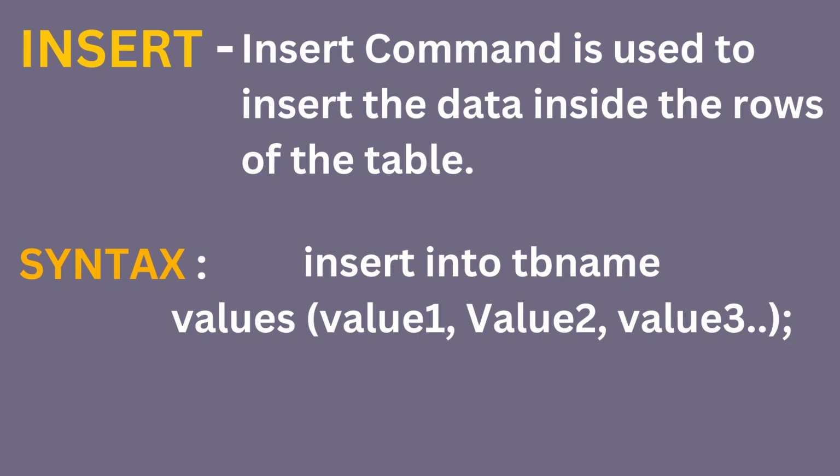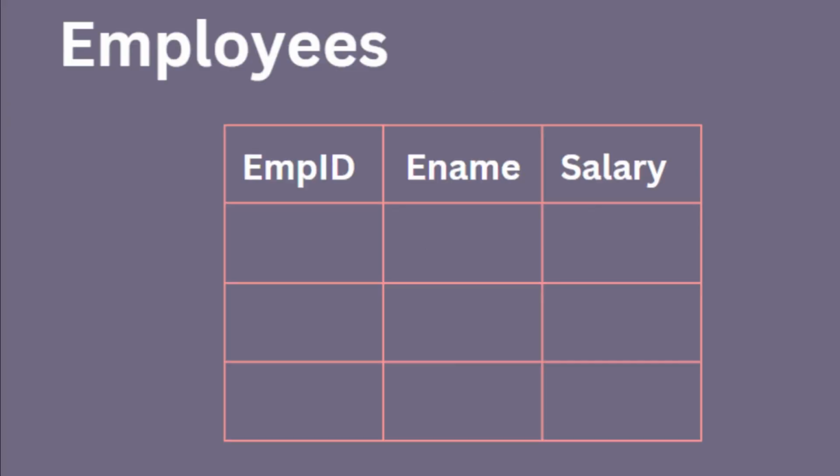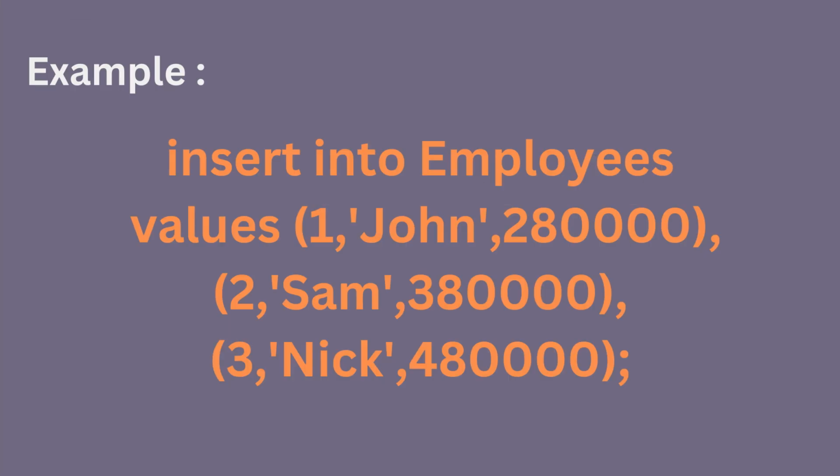First, insert. Insert command is used to insert the data inside the rows of the table. That is, after creating the table, to insert the data into it, we will use the insert command. The syntax of the insert command is insert into table name values, and we should give the values inside the brackets. Suppose I created an employees table with 3 columns in it, and the column names are employee ID, employee name, and salary. Now to insert the data into that table, I will use insert into employees values. Here the values of each row are given inside the brackets, and after the brackets we will use a comma as a separator between rows. So this is how we will use the insert command to insert the data.